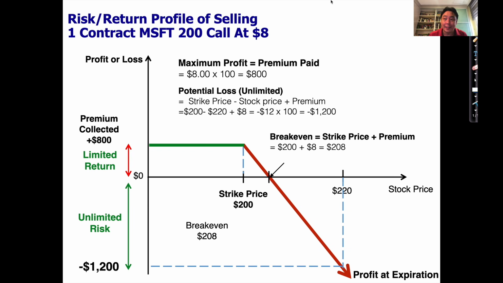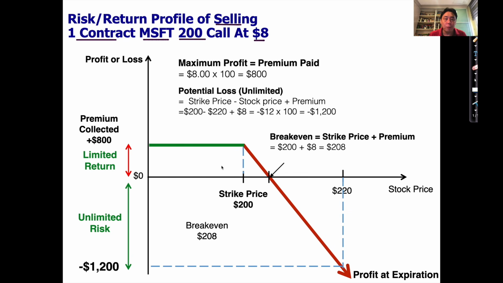An inverse Nike sign. So in this case, you sell one contract of Microsoft options at 200 strike price. And again, when you sell a call option, what happens? You collect the premium. You get the premium of $8 times 100, which is $800. So what does the chart look like? Looks like this. Now, when you sell a call option, what is your maximum profit?